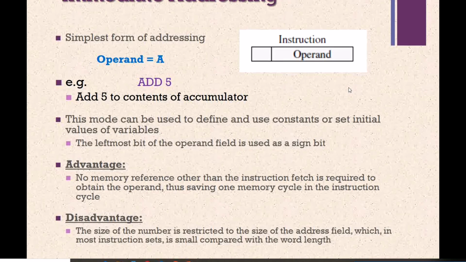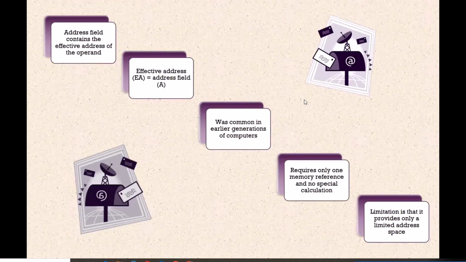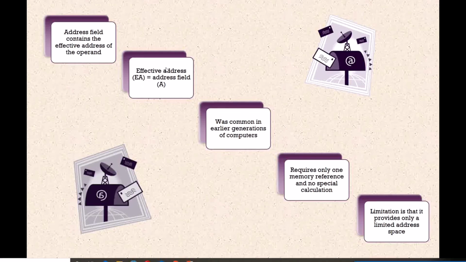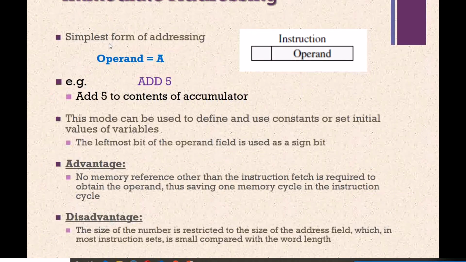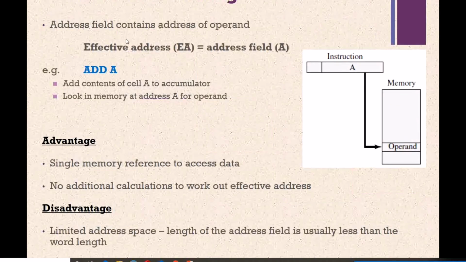In direct addressing, you see examples of how you can directly address your instructions in this graphical representation. The next one is direct addressing, in which you directly access your address. Its advantages are that a single memory reference is used for accessing and no additional calculation is needed. The disadvantage is the limited address space, and the length of the address field is usually less than the word length.